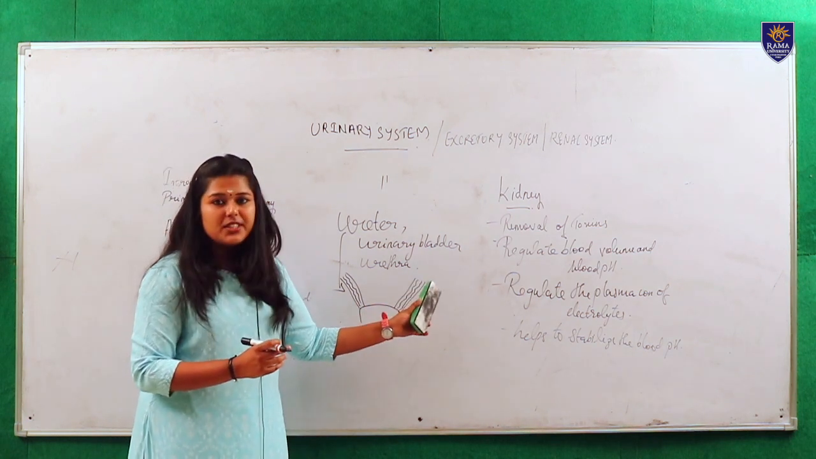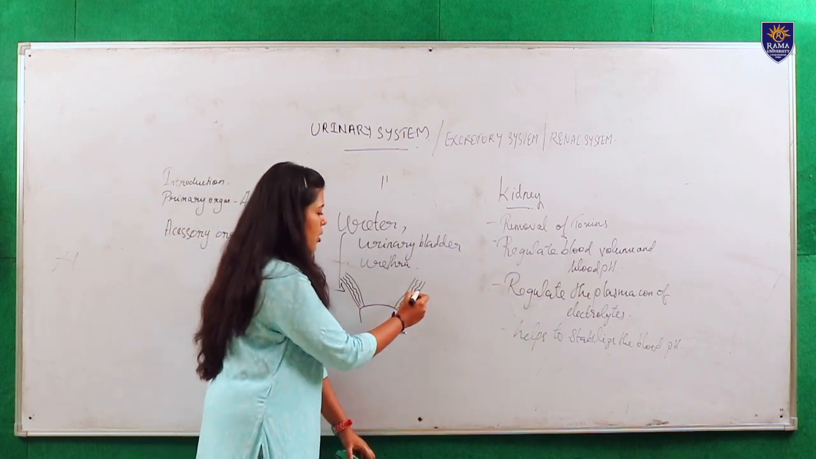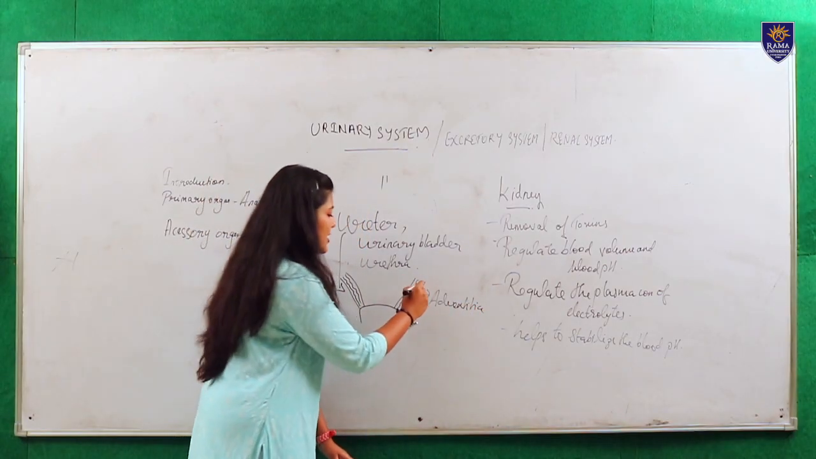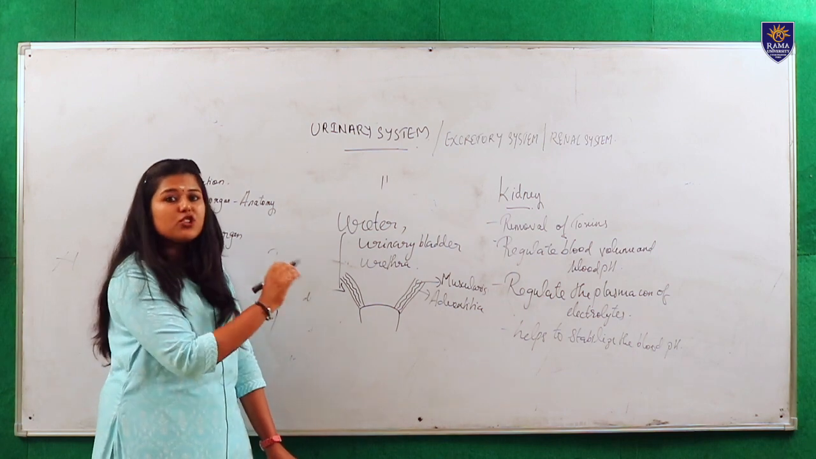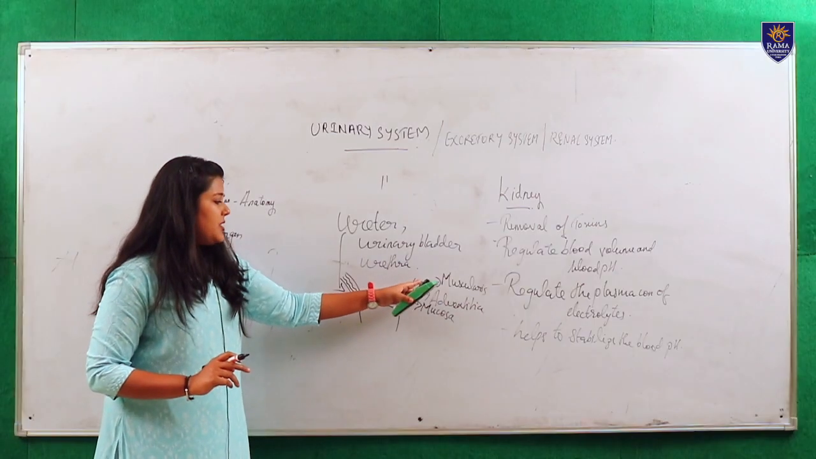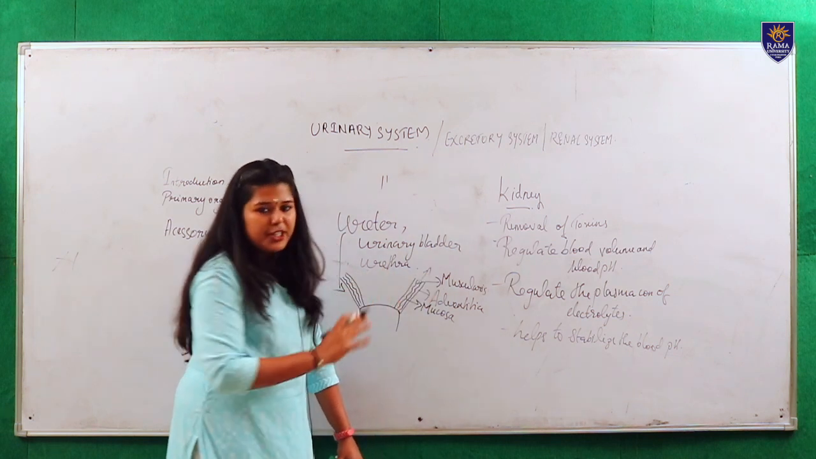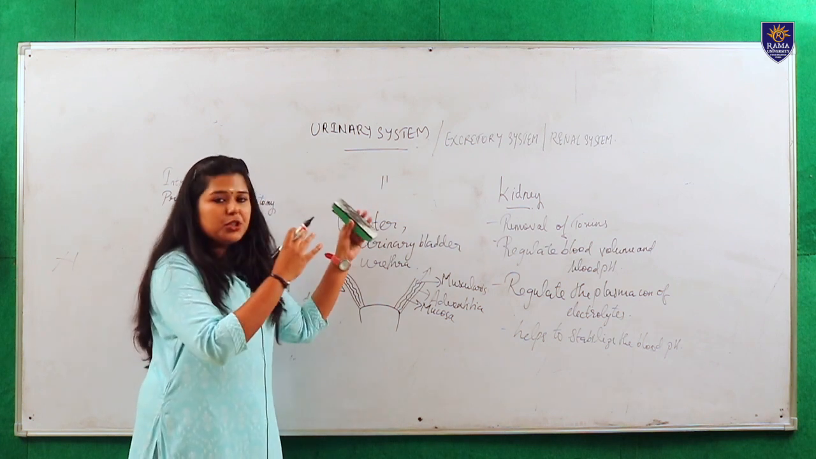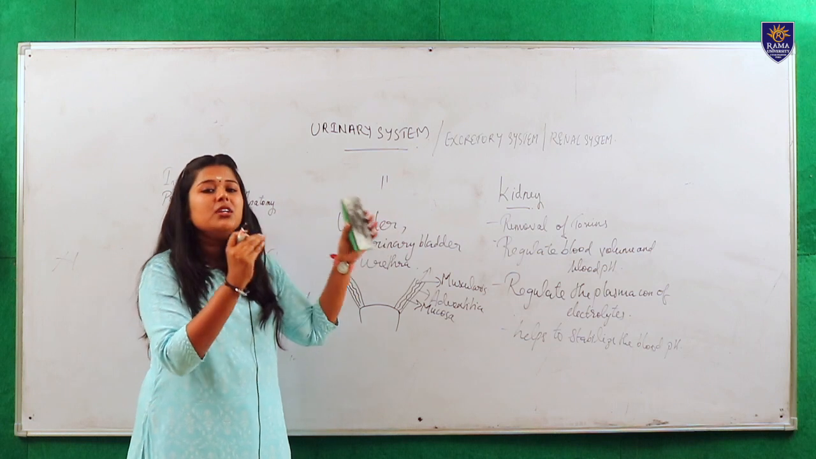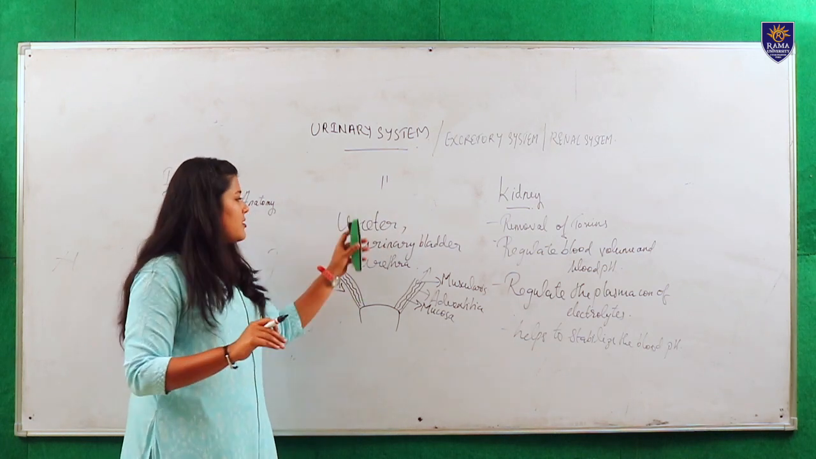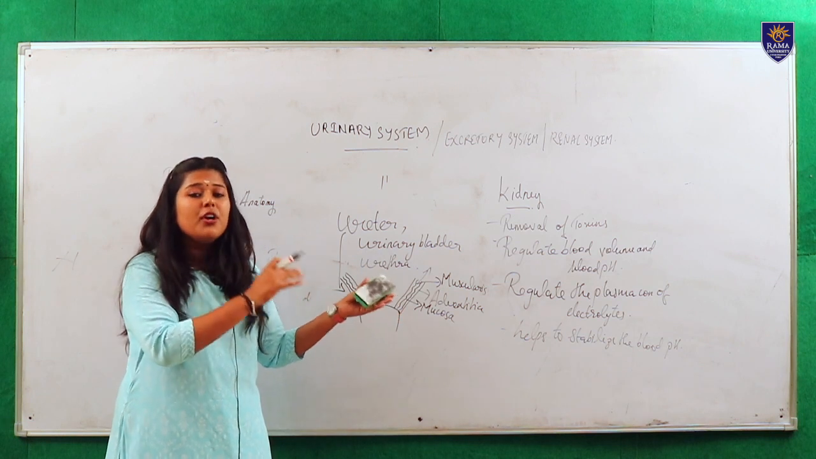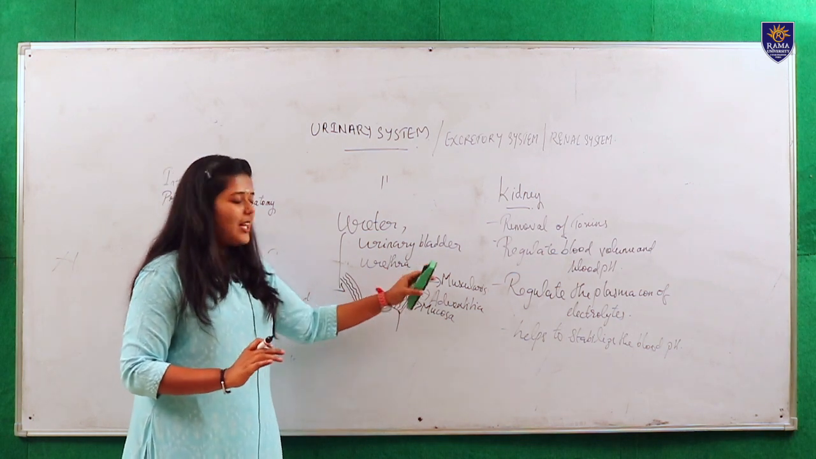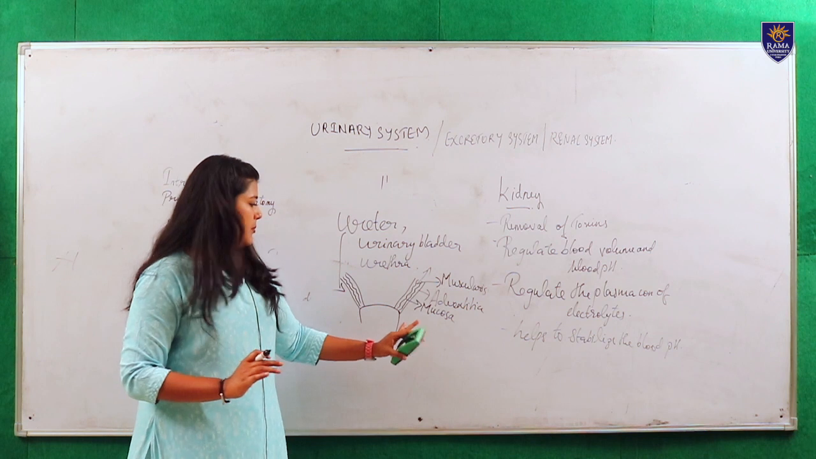The ureter has three layers. The outer layer is called the adventitia, the middle layer is called the muscularis, and the innermost layer is called the mucosa. The cavity that is left is called the lumen. With the help of gravity and peristaltic contractions, the urine is transported from the kidney to the urinary bladder. So this is the function of the ureter, that is transportation of the so-formed urine from kidney to urinary bladder. It has three layers: muscularis, adventitia and mucosa.